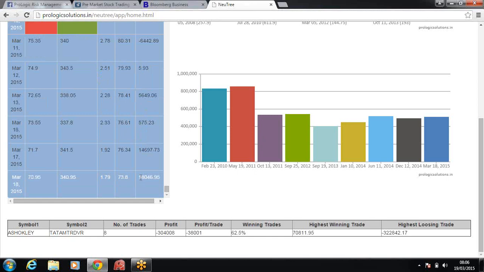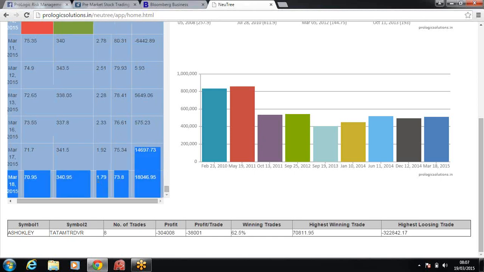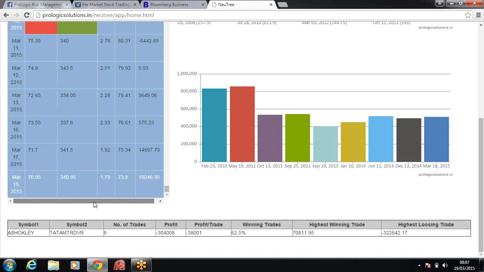So now it's in a profit of 18,000 rupees till yesterday. Day before yesterday it was around 40,000 rupees. There is still much trade to come on this because we are seeing a Z-score of 1.79. It has to at least come to 1.